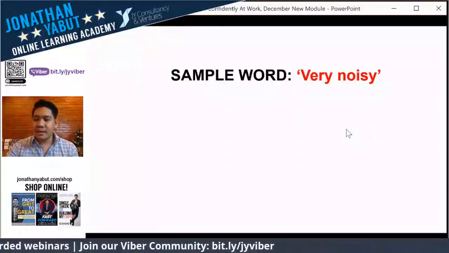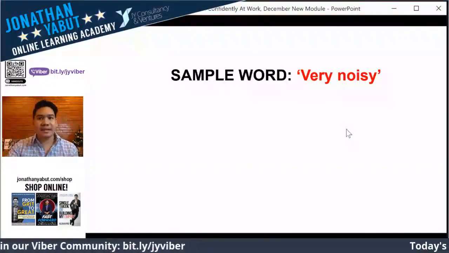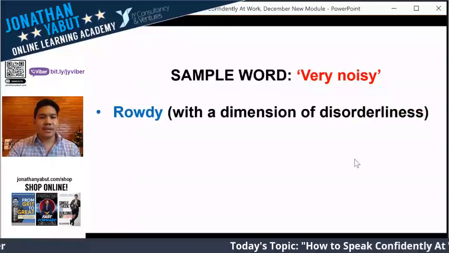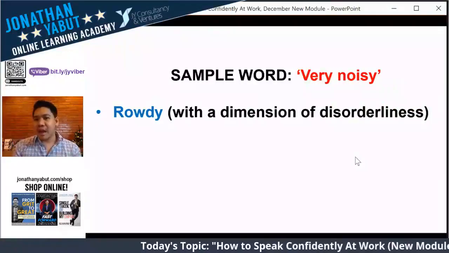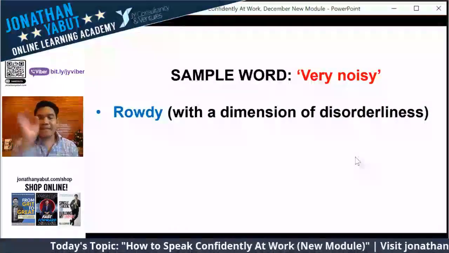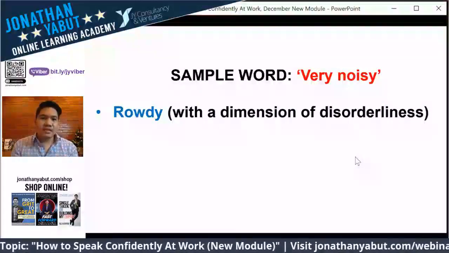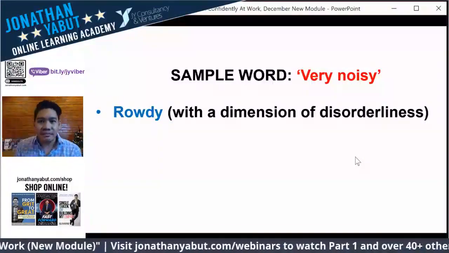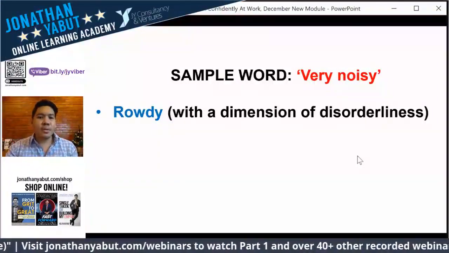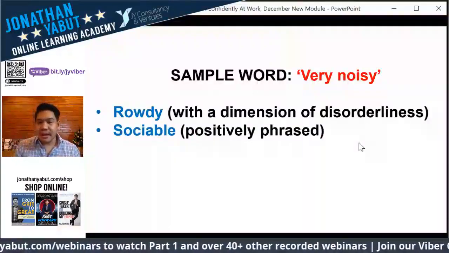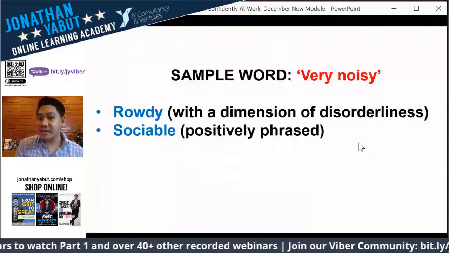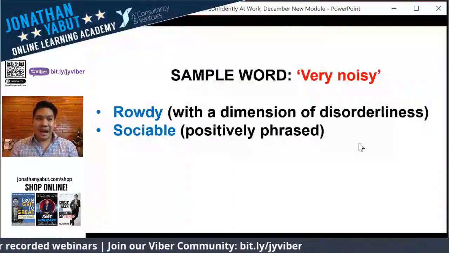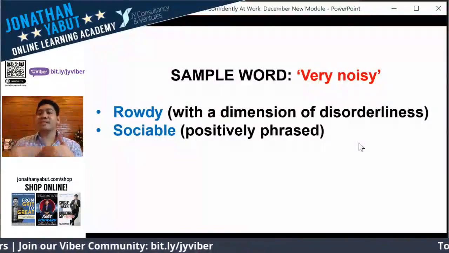So for example, very noisy has a lot of other synonyms or other choices of words that can give a different angle. You can say rowdy. Rowdy is a more specific word. It has a dimension of not just being talkative or noisy, it has a dimension of being disorderly, right? Another word would be sociable. If you're planning to say something good about the person, but some people don't see him in a good light, you can phrase it positively.